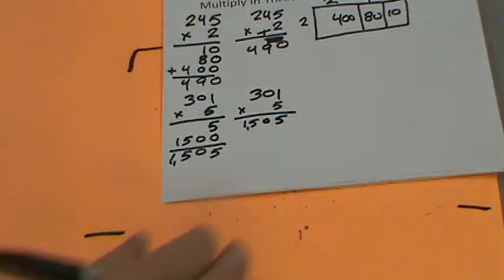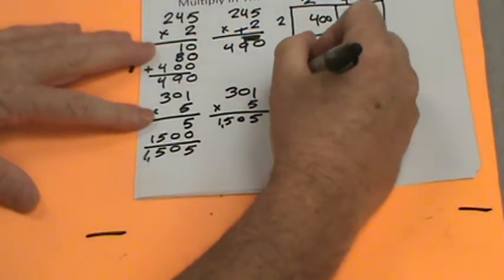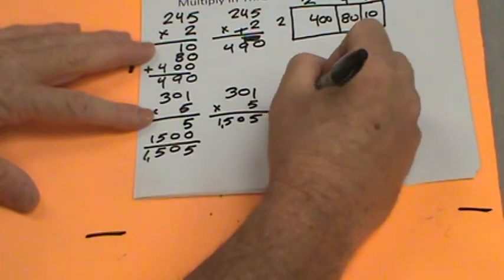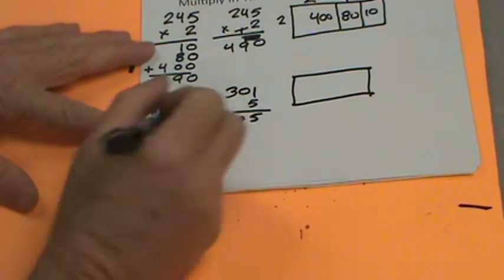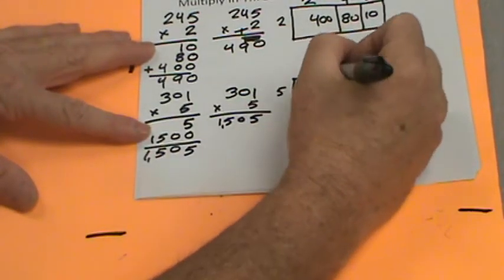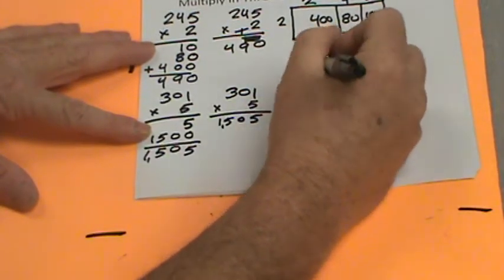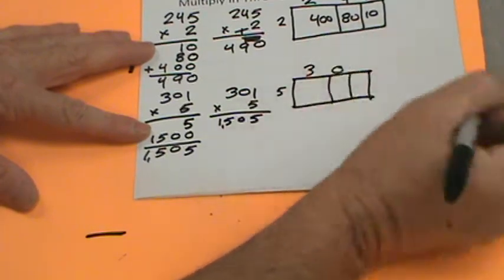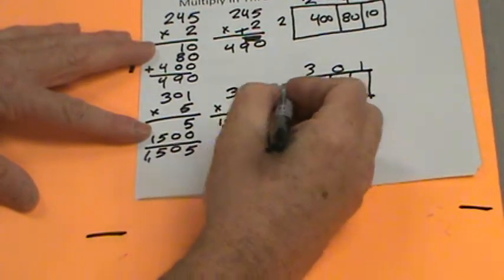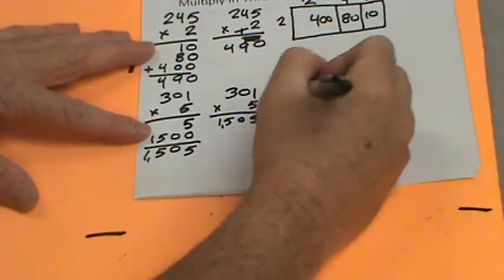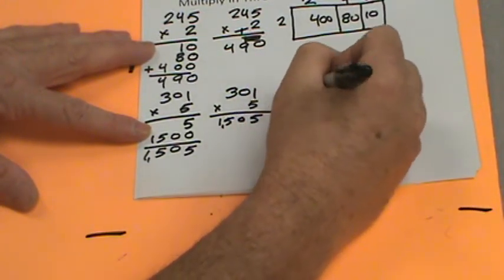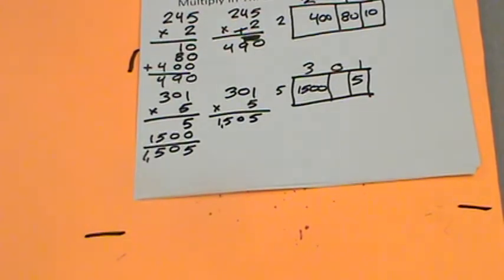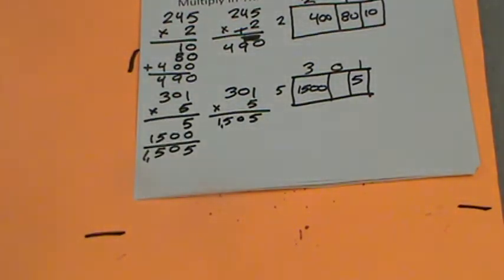How about an area model? All right, how about it? So we have 5 times 3 hundreds, 0 tens, and 1 one. 5 times 1 is 5. 5 times 0 is 0. We don't need to put anything. And 5 times 300 would be 15, and put in the 2 zeros for 100. Add them all together. We get 1505.